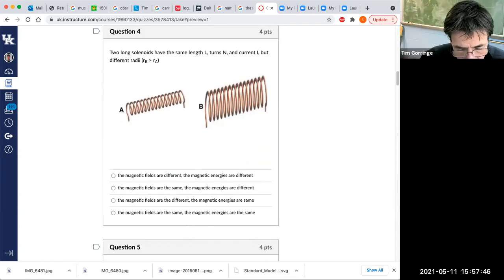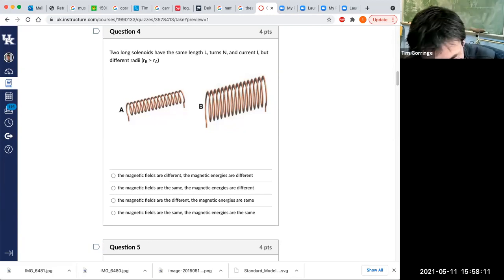Question number 4. We've got these two solenoids, and we're told the lengths of the solenoids are the same, the turns in the solenoid are the same, the currents in the solenoid are the same, but they've got different areas, different radii, different cross sections. And B has a larger radius, larger cross section than A.